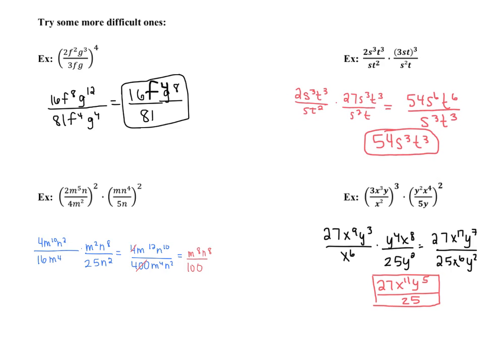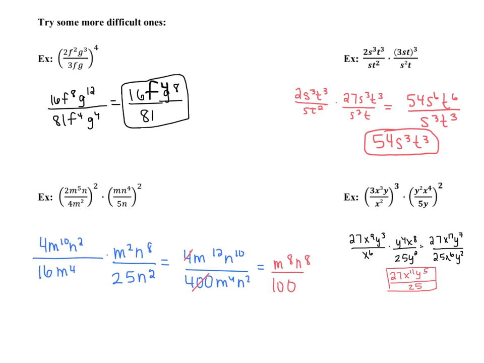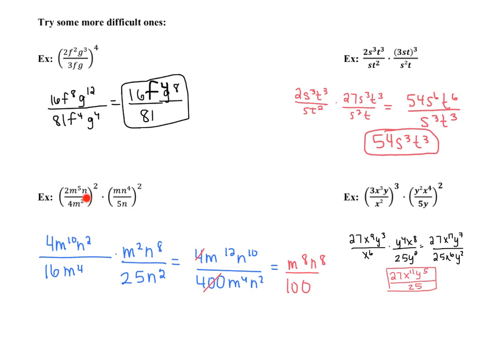On the next example, the first thing that you need to do is raise everything in this first set of parentheses to the second power. So 2 to the second is 4, m to the 5th to the second is m to the 10th, n to the second is just n to the second, 4 to the second is 16, m to the second is m to the 4th. And I also raised everything here to the second power, so m to the second, n to the 4th to the second, n to the 8th, 5 squared is 25, and then n to the second.